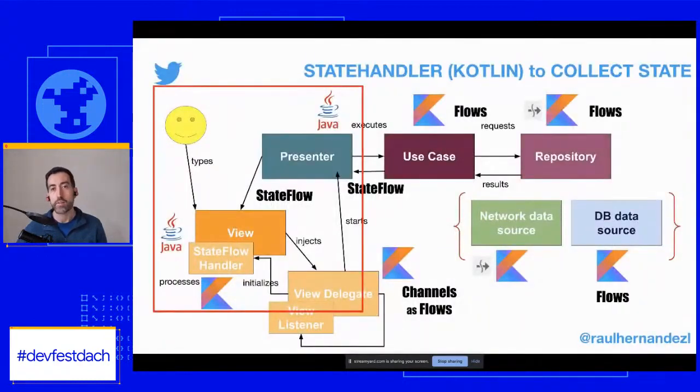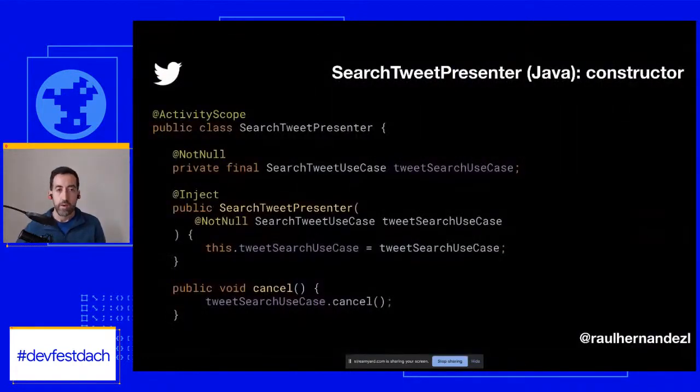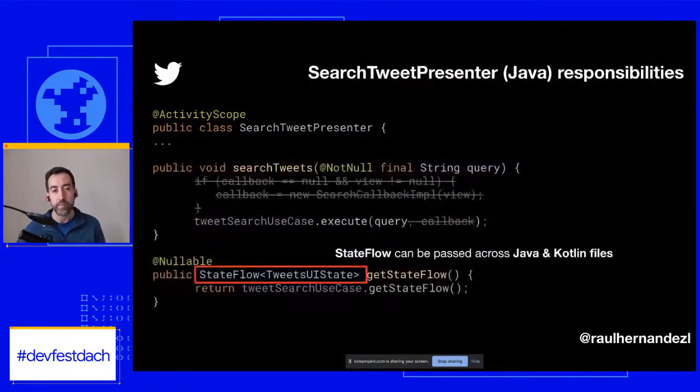Now we need to collect the different results. And for that, we are in the view that is still in Java. So we need a framework for this Java to be collecting those states. Now here in the presenter, we have the use case, and the use case will be canceled at some point. So we have those methods right there.